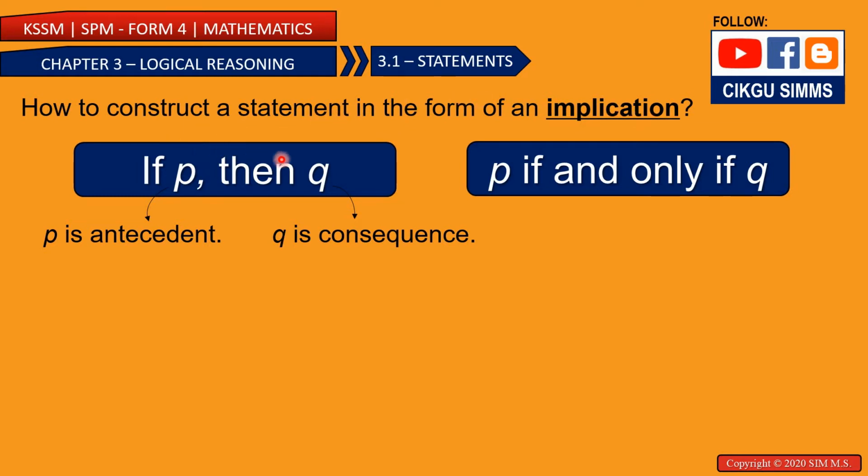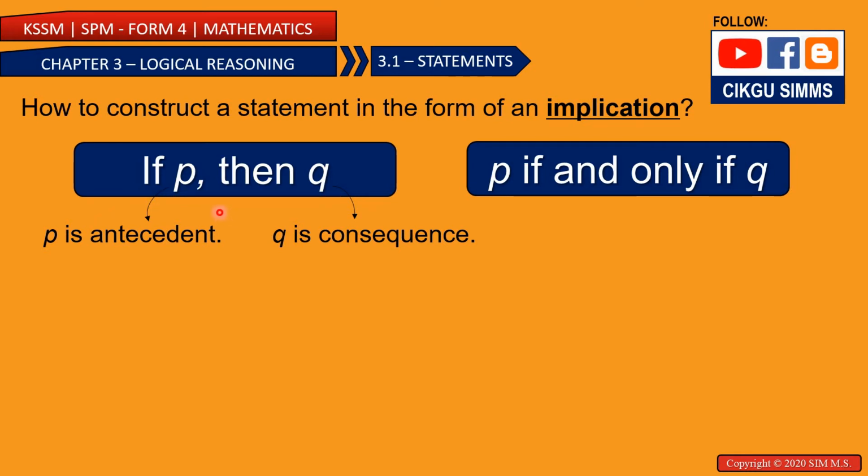We have two ways to construct an implication. First is to use "if, then". The second is "if and only if". Let's see the first part first. If P, then Q. P is called the antecedent and Q is called the consequence. So if something, then something. If antecedent, then the consequence.